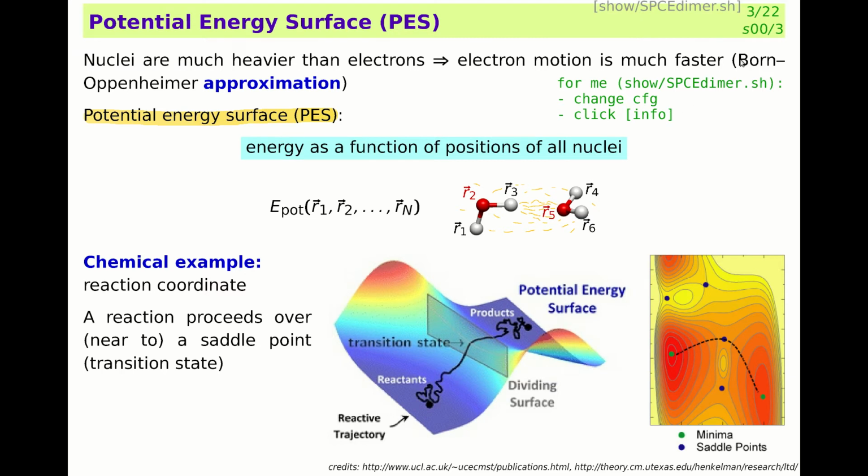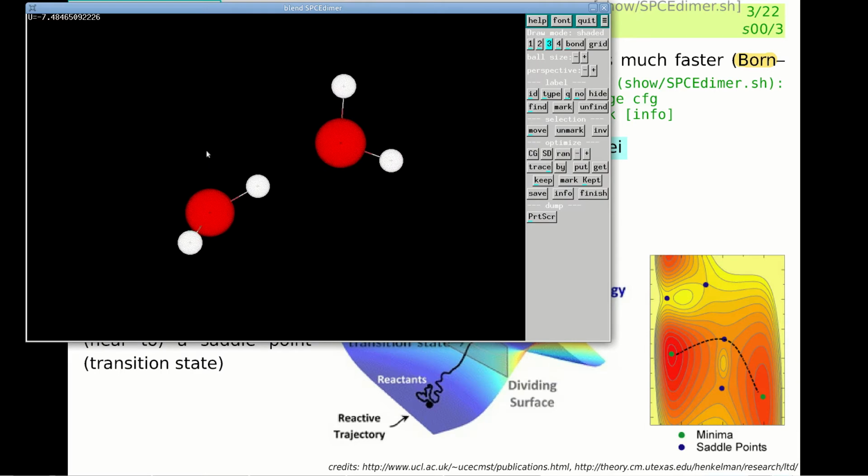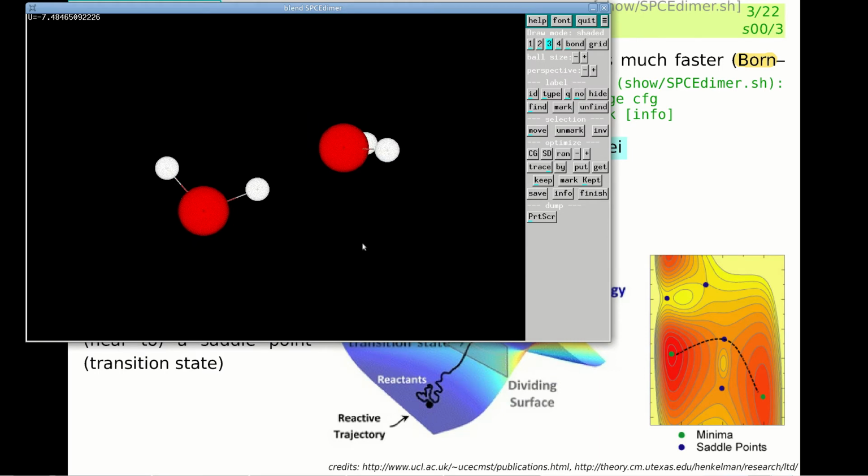This is called the Born-Oppenheimer approximation. It is an approximation. We cannot study very fast processes by this method, but it is a very useful method even for chemical reactions and other phenomena. I will show you now one example of the potential energy surface. What you can see here is a dimer of water in a very simple model called SPC/E model of water. I will speak about it a bit later.